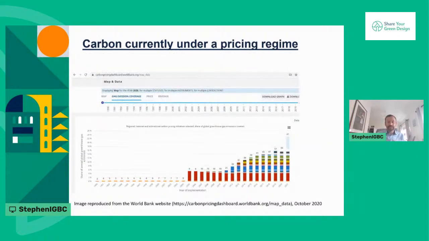Now, this is the same data, only it shows the growth in the proportion of our emissions that are under some form of pricing regime. There's 23% today, and that's only going to go upwards.